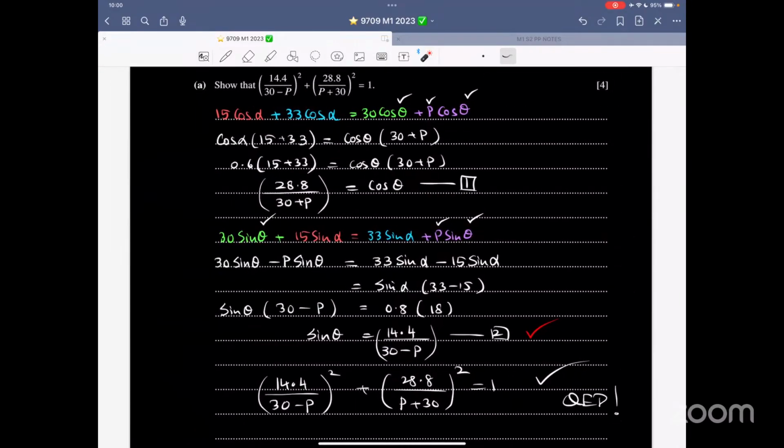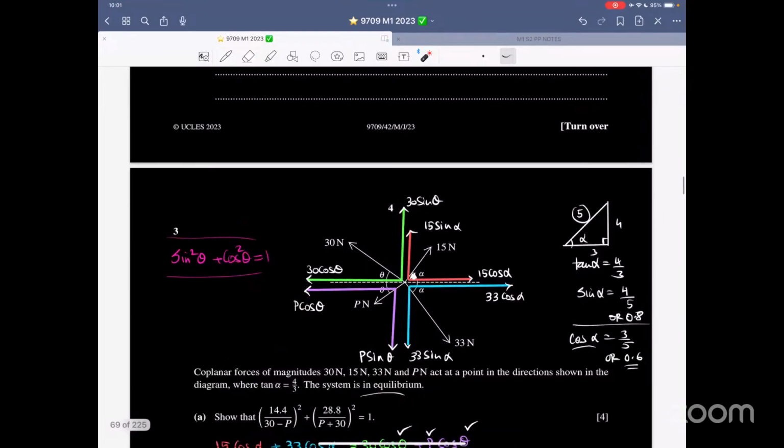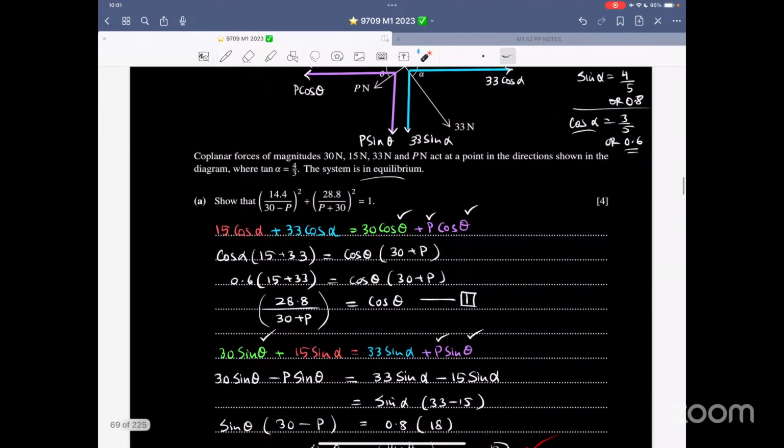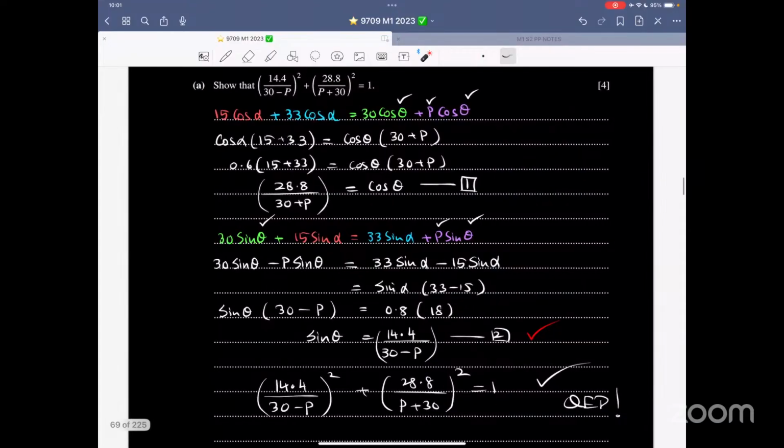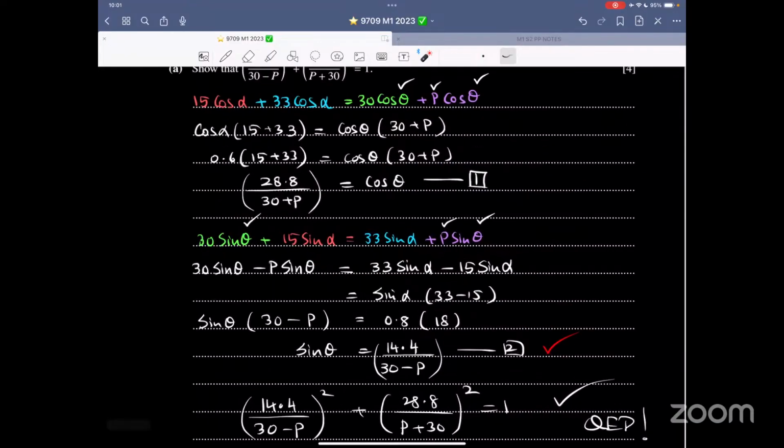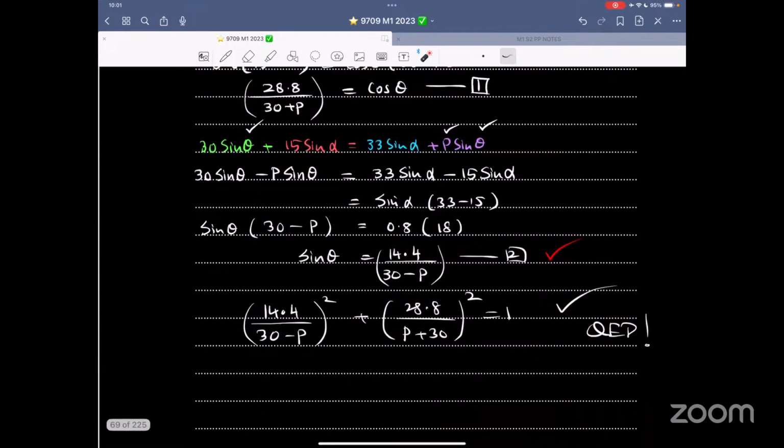So first of all, I am focusing on the horizontal thing. 15 cos alpha, 33 cos alpha, 30 cos theta, P cos theta. Make cos theta the subject, because cos alpha is already known. That is right over here. Cos alpha is 3 over 5, or 0.6. Since they are working in decimals, it is necessary for us to work in decimals. So I get cos theta. The next one is sine theta. Sine squared plus cos squared equals 1.